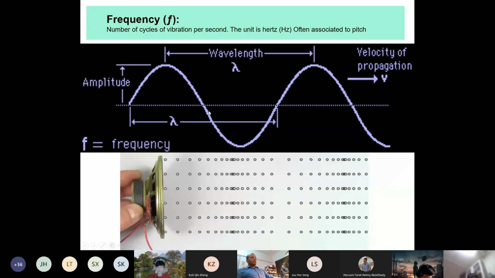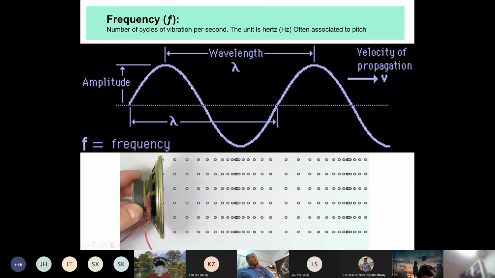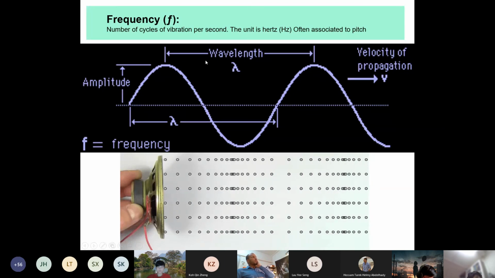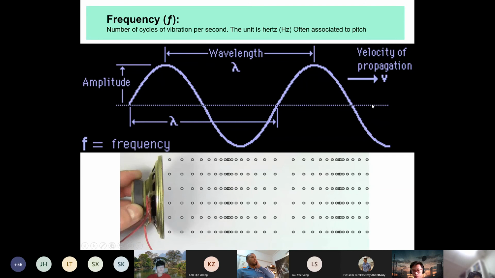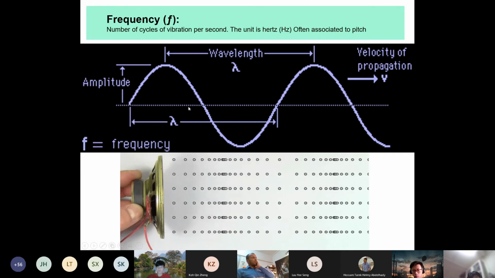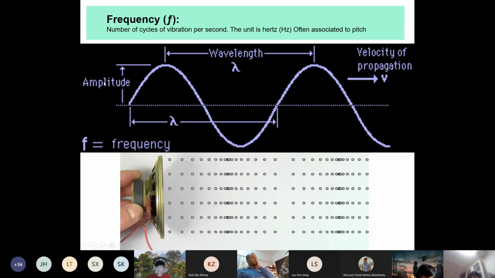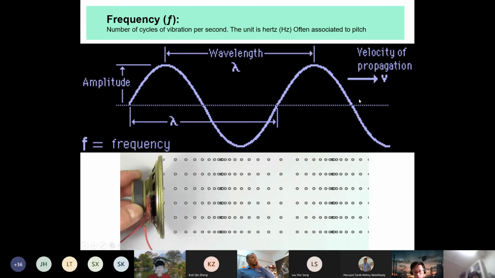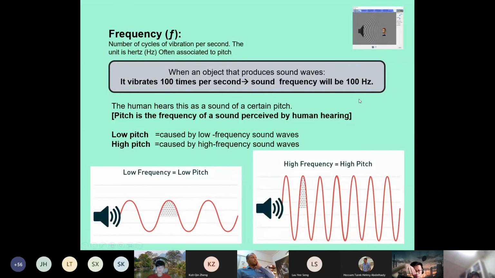So again, we talked about the wave characteristics already before. This is the amplitude and this is the wavelength. I think everybody knows and remembers what we mean by amplitude of the wave and the wavelength here. And frequency, we talked about this in lighting as well, which is the number of cycles of vibration per second. So the unit is hertz.